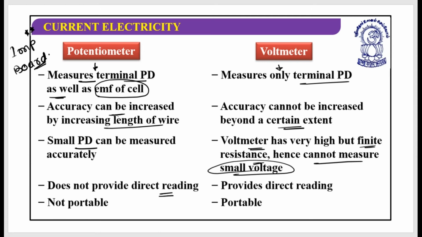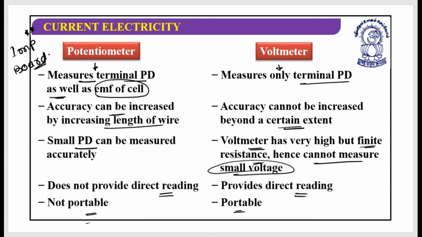This does not provide a direct reading, while this provides a direct reading. And this is not portable because it contains a meter bridge, a potentiometer wire and all that stuff. This is not portable, but this is portable. So both have their own pros and cons.